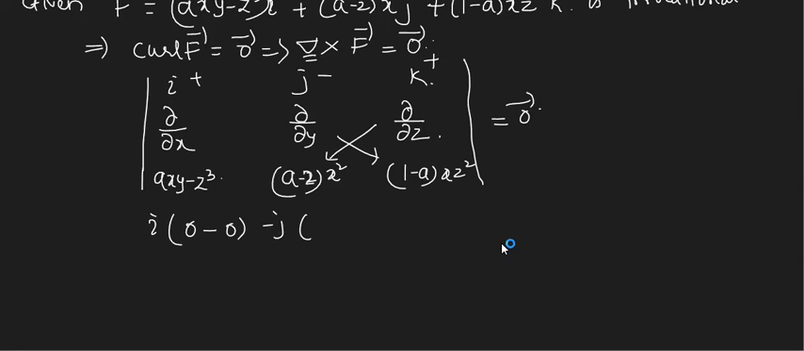Minus j into, the derivative of this quantity with respect to x. Leaving x, whatever you have, because the derivative of x with respect to x is 1. It means 1 minus a into z square. Am I correct? Yes. Now what is the derivative of this quantity with respect to z? Zero. With respect to z, minus 3z square.